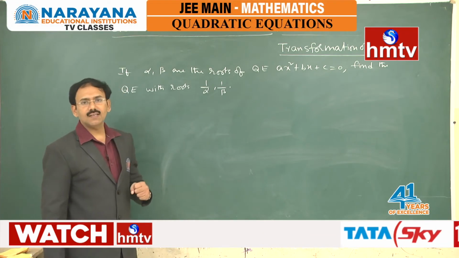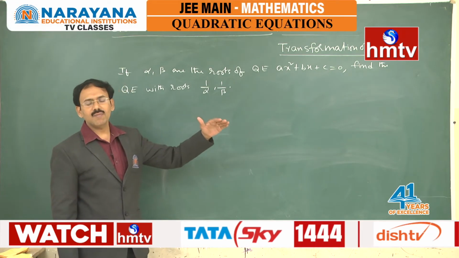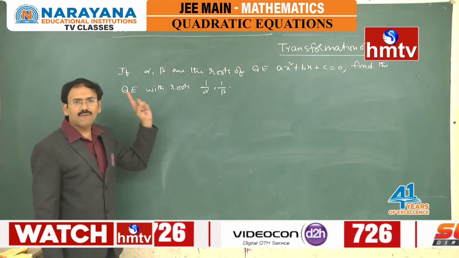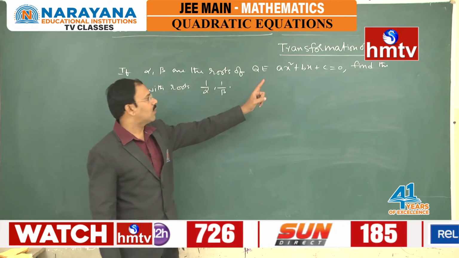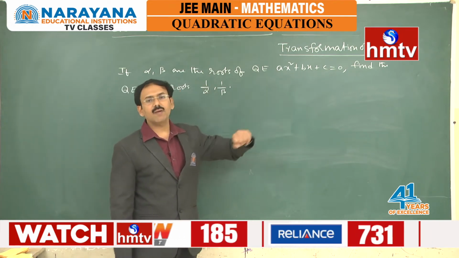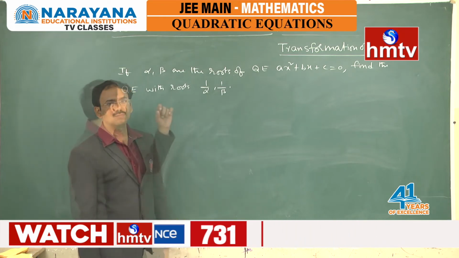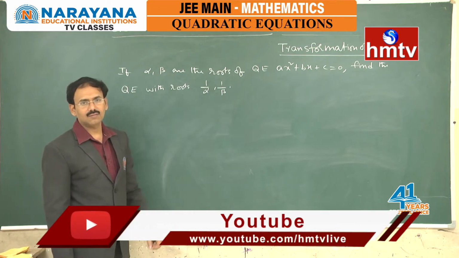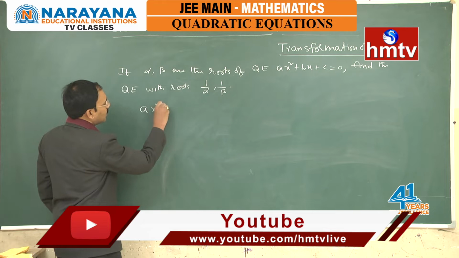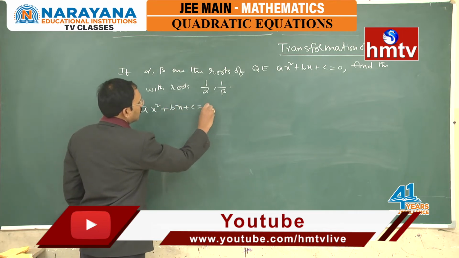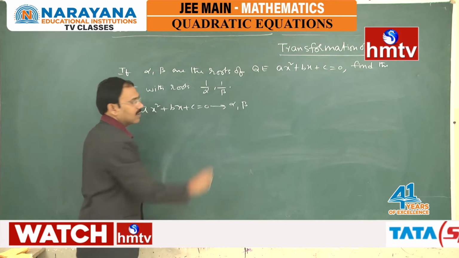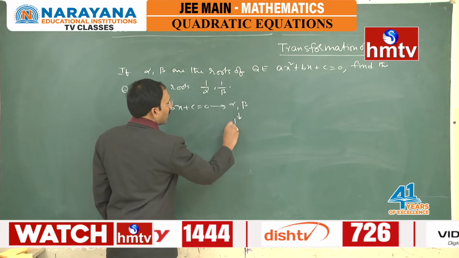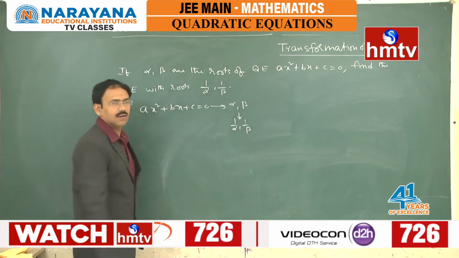Now, let us see the subtopic transformation of roots. Consider this problem: if alpha comma beta are the roots of the quadratic equation ax square plus bx plus c equal to 0, find the quadratic equation with roots 1 by alpha, 1 by beta. That is, for this quadratic equation the roots are alpha comma beta. I want a new quadratic equation with roots 1 by alpha, 1 by beta.